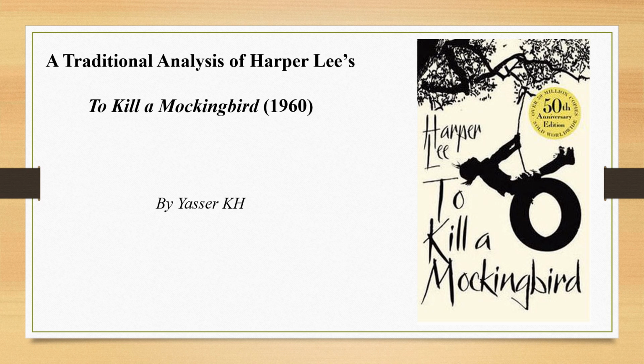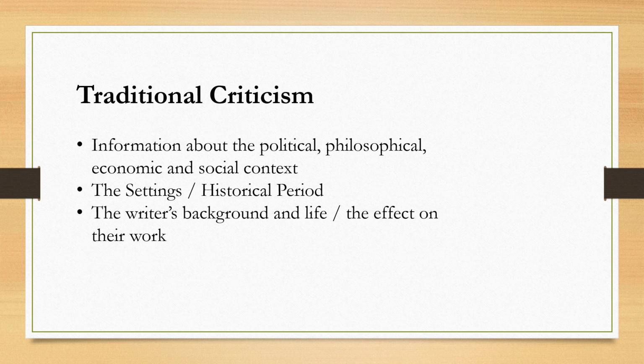When we want to analyze a literary work from a historical perspective, we must examine the following main issues. 1. The information about the political, philosophical, economic, and social context. 2. The settings, historical period. 3. The writer's background and life, the possible effect on their work. Let's apply this to our novel.